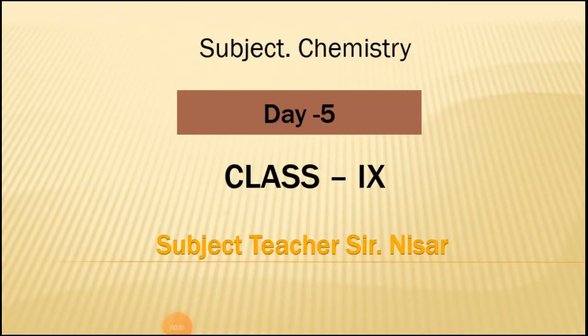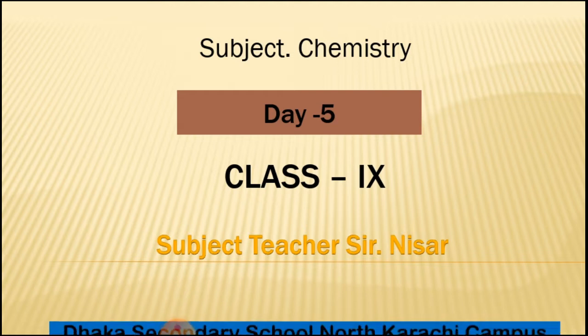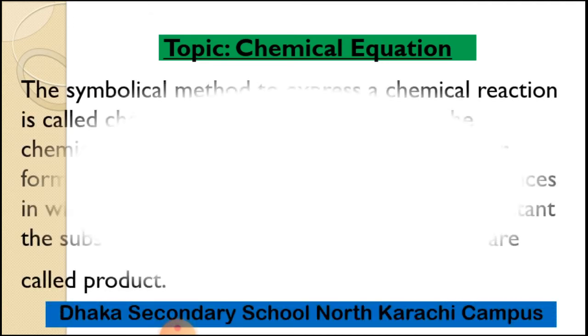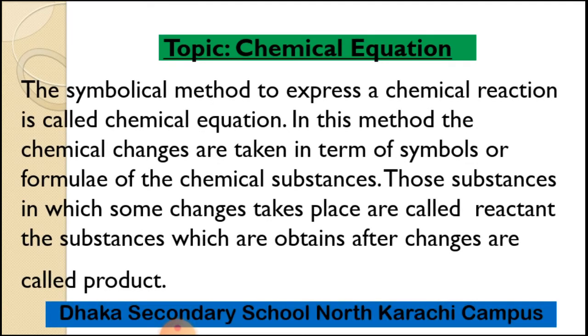I am going to explain the chemical equation. What is a chemical equation? The symbolical method to express a chemical reaction is called a chemical equation. In this method, the chemical changes are taken in terms of symbols and formulae of the chemical substances.